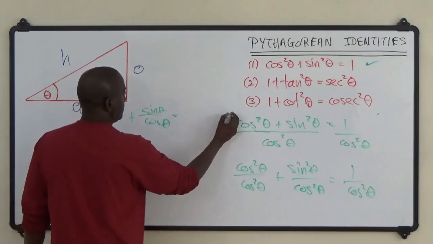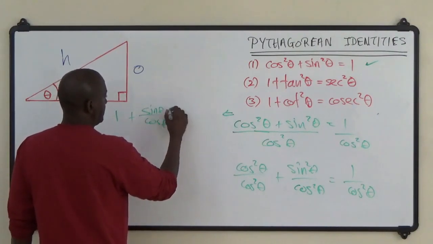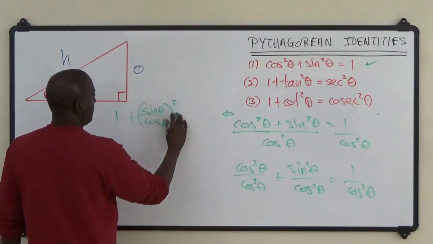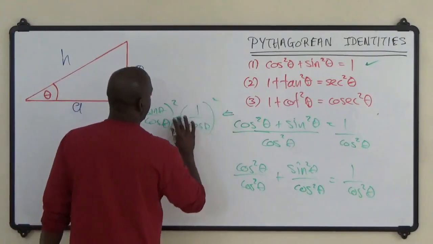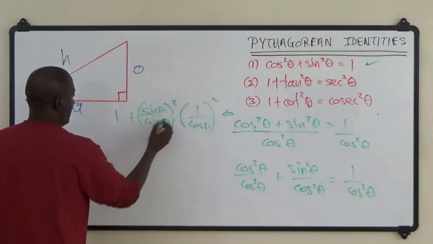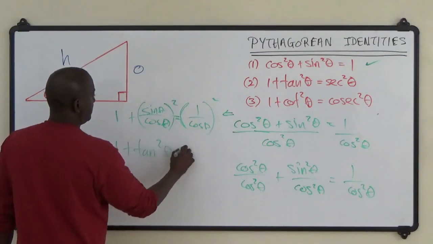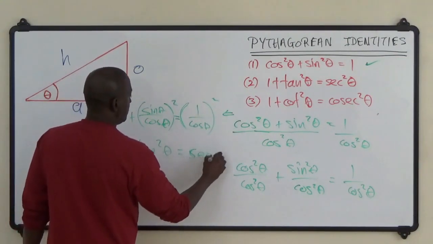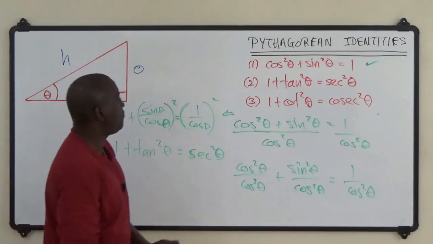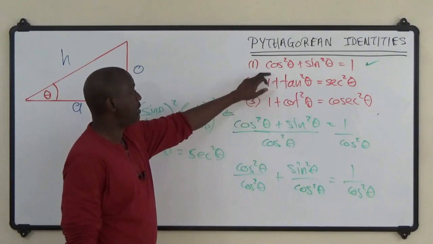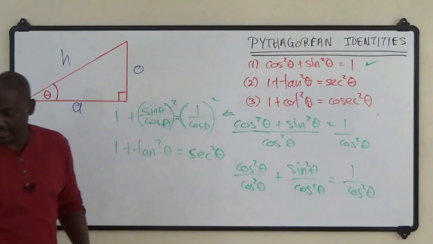It's equal to 1 plus sine theta over cosine theta, all squared, being equal to 1 over cosine theta squared. Right? Which is equal to 1 plus tan squared theta being equal to 1 over cosine, which is sec squared theta. All right? So, if we divide by cosine squared theta, we get this guy here. And again, we do the same thing for sine squared and we get the other guy.